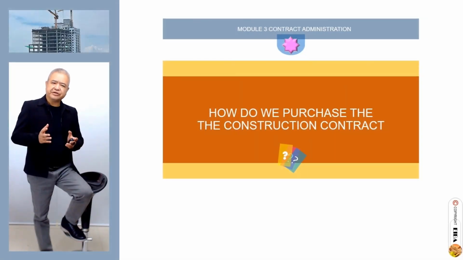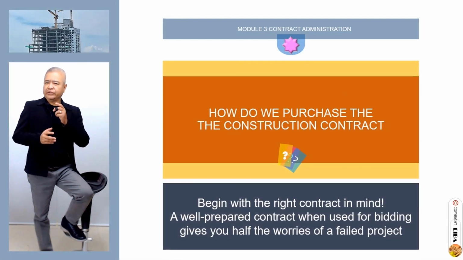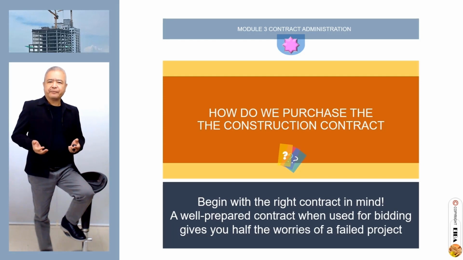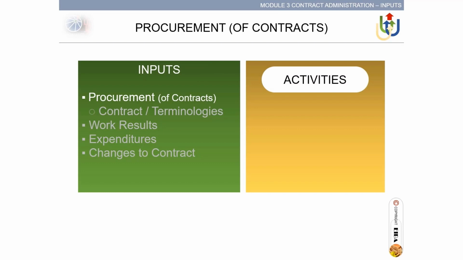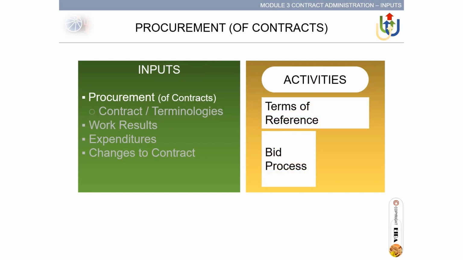How do we purchase the construction contract? Begin with the right contract in mind. A well-prepared contract, when used for bidding, gives you half the worries of a failed project. Procurement of contract as inputs has the following activities: terms of reference, bid process with sub-processes, pre-bid, bid, and post-bid.